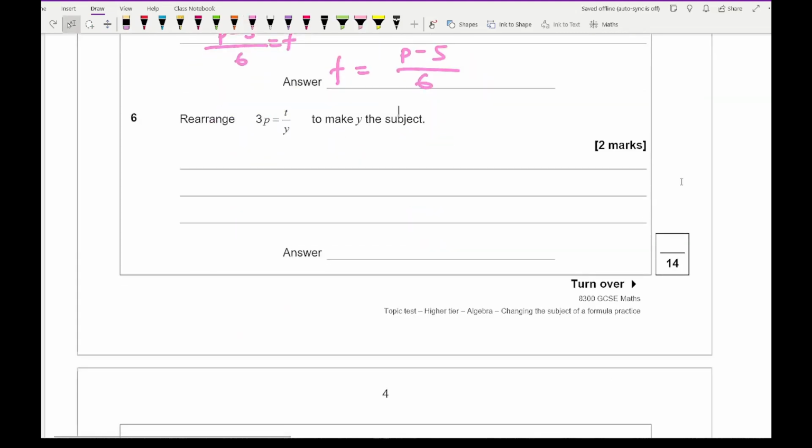Then for question 6 it says rearrange 3p equals t over y to make y the subject. So for this, if I take the y over to the other side, I end up with 3py equals t. Then if I put brackets around the 3p, now the 3p is being multiplied by y, so the opposite would be to divide by 3p. So then I get y equals t over 3p.